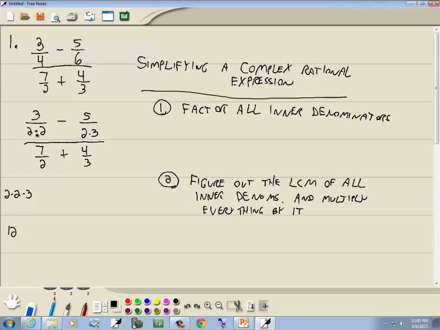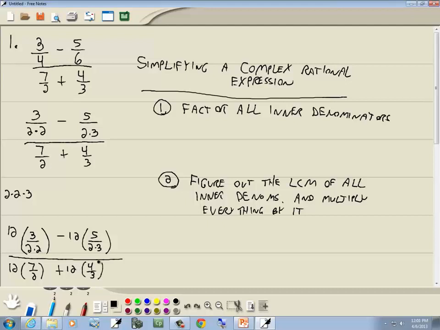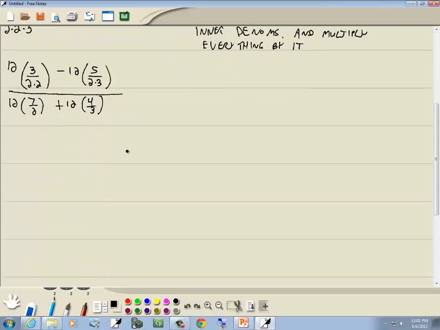And I put these in this form just so we could easily see that. I'll multiply that fraction by 12, minus, and I'll multiply this fraction by 12, and I'll multiply this fraction by 12, and I'll multiply this fraction by 12. Most people don't have to actually factor the numbers. You can look at the 4, 6, 2, and 3 and see that the LCM is 12.